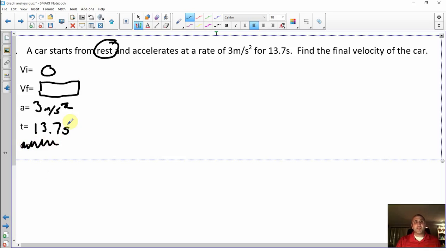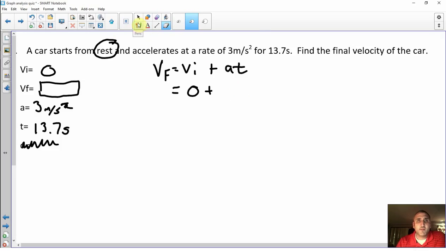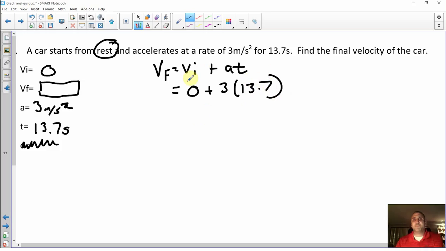Take a look at what the equation should be. Pause me. And we should have gotten an equation that is VF equals VI plus AT. We're looking for VF, so VI is 0 plus A, which is 3, times T, which is 13.7. At this point, pause me, figure it out, and let's see if you're right. 3 times 13.7 should end up with a VF of 41.1 meters per second.